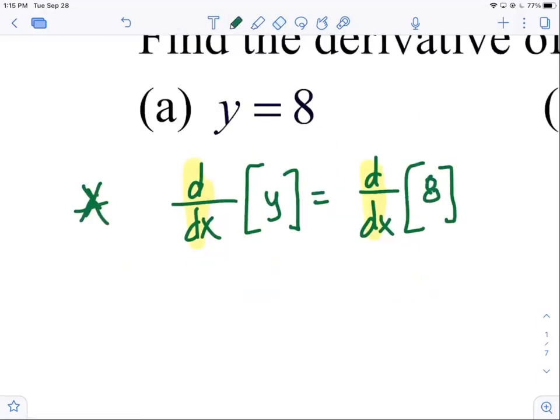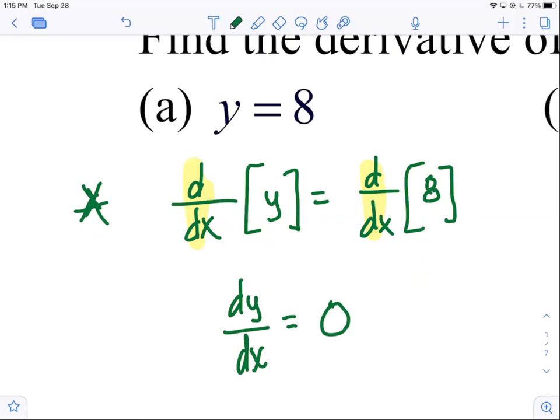Now, what becomes of the left side? The derivative with respect to x of y is the noun, the derivative of y with respect to x. And on the right side, we'll actually compute it. What is the derivative of 8? What's the instantaneous rate of change of 8? 0. Yeah, so there you go.